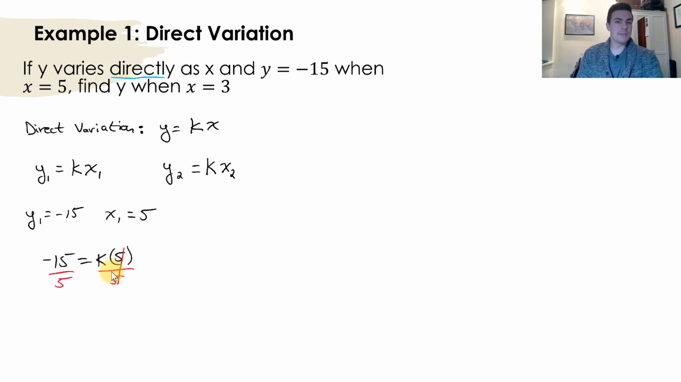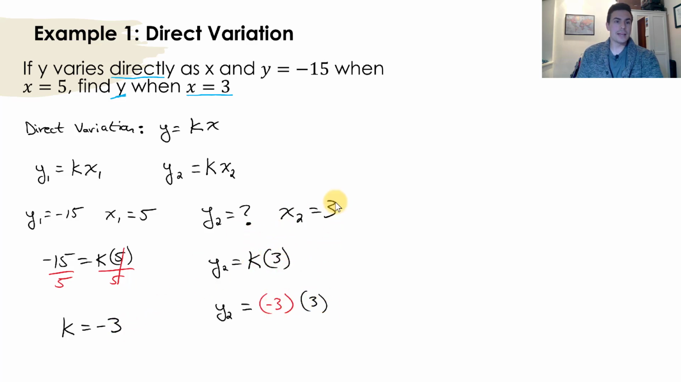Okay, so I divide by 5 on each side, and I get k is equal to negative 3. Now, why are we solving for k? Well, because I now have this other situation that we're going to solve for, because we're asked to find y, right? We don't know what y is when x is equal to 3. We're finding y when x is equal to 3. So my y2 I don't know, that's my question mark, that's what we're solving for. x2 is equal to 3, so I can just plug in negative 3 for k, and I can plug in positive 3 for my x, because that's what we get from the problem statement, and we get that y2 is equal to negative 9. All right, so that is direct variation.